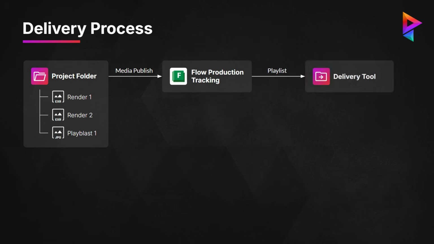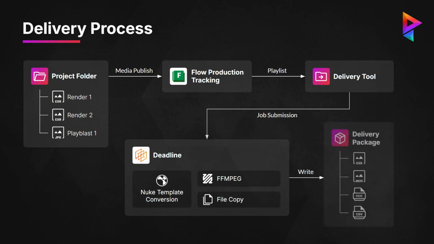For the delivery process, after all data is collected, like renders or playblast, they can be published as a playlist to Flow. And this playlist is basically the source of the delivery tool, which will then submit all the corresponding files again to the farm. We'll do some color conversion to meet the client-specific requirements, and then we'll also pack the delivery package for final delivery.